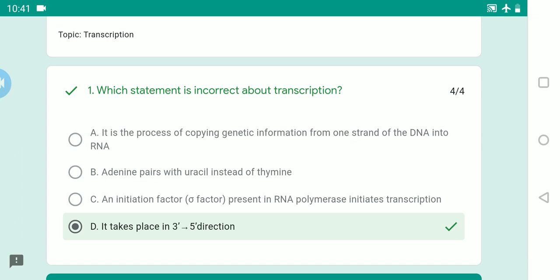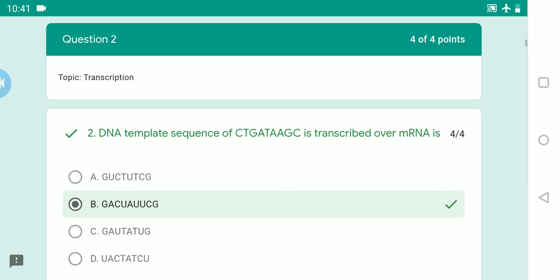Option D: it takes place in 3' to 5' direction. It is incorrect, because generally transcription takes place from 5' to 3' direction, but they have given 3' to 5' here. So option D is the right option, as it is an incorrect statement about transcription. This question is related to the topic transcription. Okay, the next question.